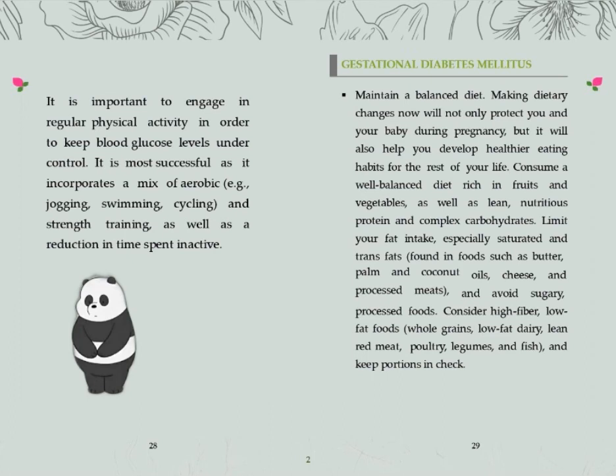Lastly, for preventing gestational diabetes mellitus, we can maintain a balanced diet, like consuming a well-balanced diet rich in fruits and vegetables, limiting fat intake, especially saturated and trans fat, and avoiding too much added sugar and processed food. The mother also needs to take in high fiber and keep portions in check.